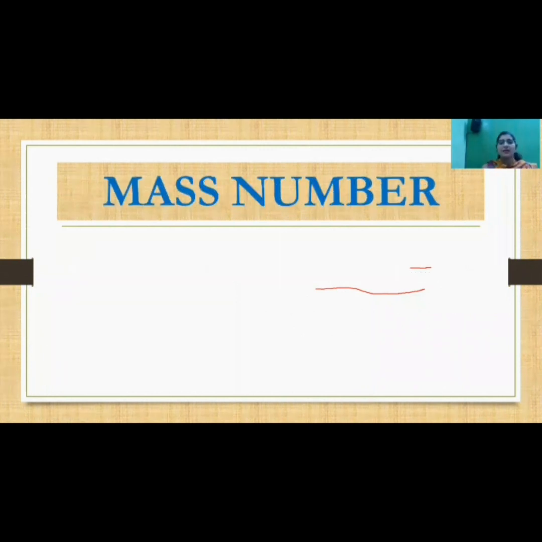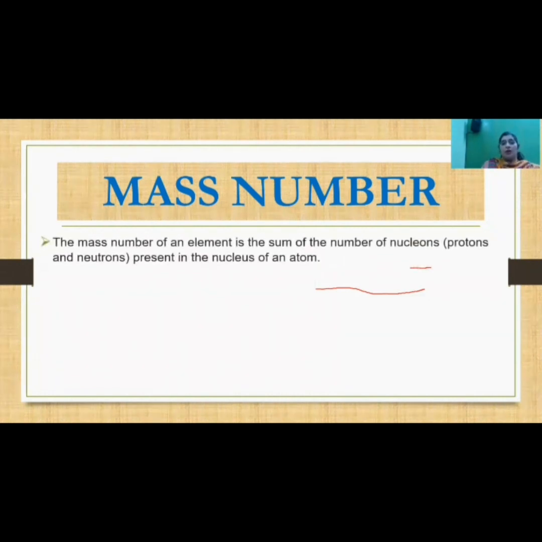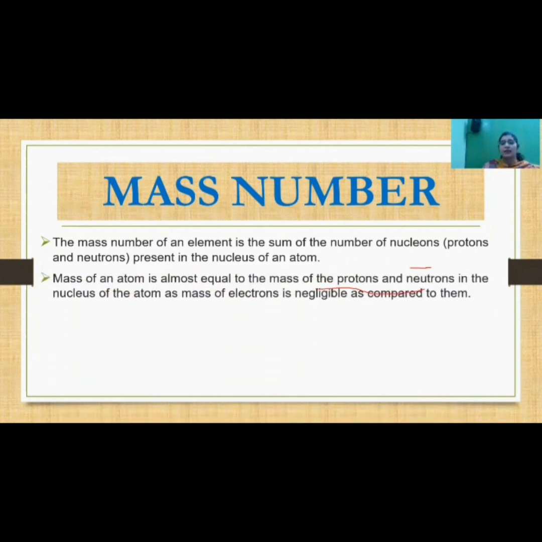Mass number. The mass number is calculated as the sum of protons and neutrons present in an atom. So we can define the mass number as the sum of the number of protons and neutrons present in the nucleus of an atom. The mass of an atom is almost equal to the mass of the protons and neutrons in the nucleus, as the mass of the electron is negligible compared to that of the atom.